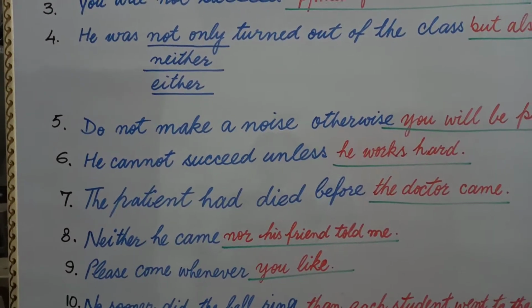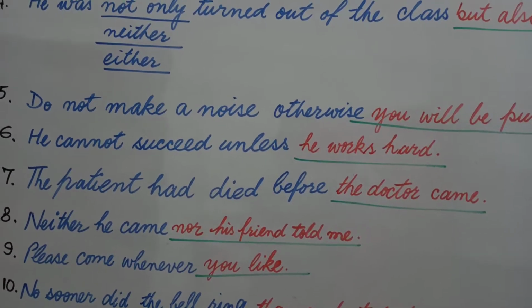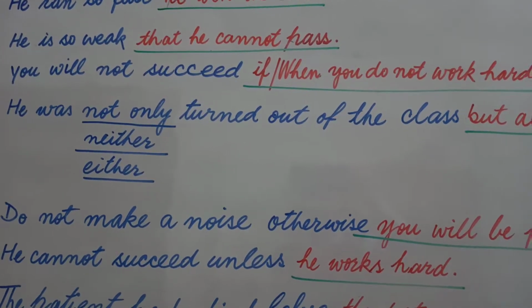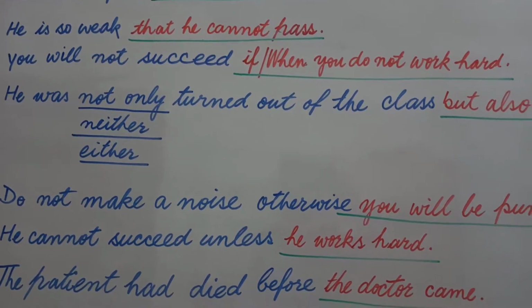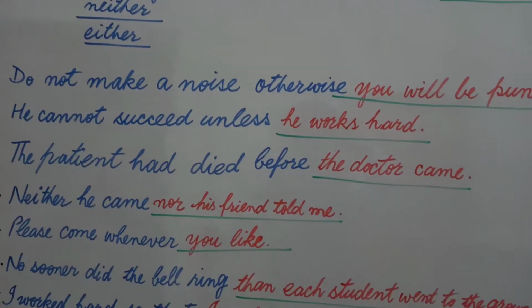Now let's come to sentence number 8. In sentence number 8, there is something special. Neither he came nor his friend told me. In this rule, I have already told you, neither, nor, either, or are also used before the same parts of speech. Parts of speech means noun, noun, verb, verb, adjective, adjective, whatever.